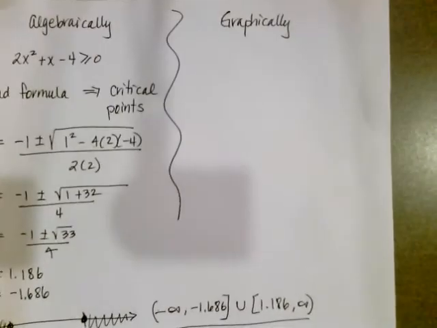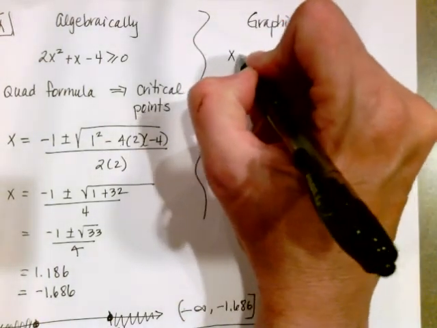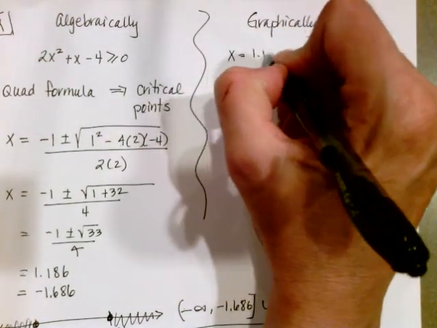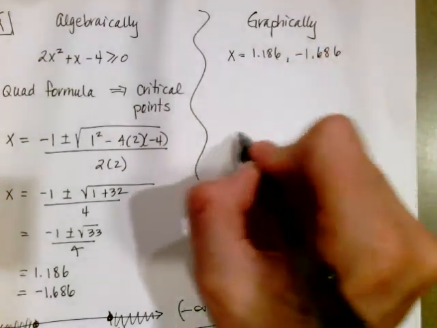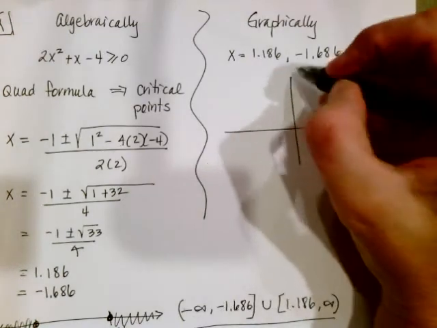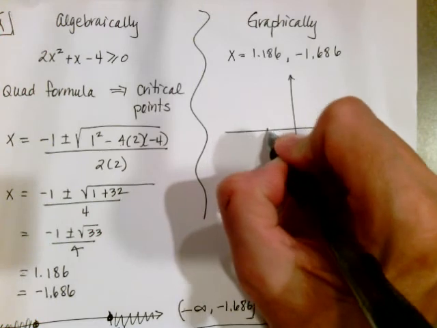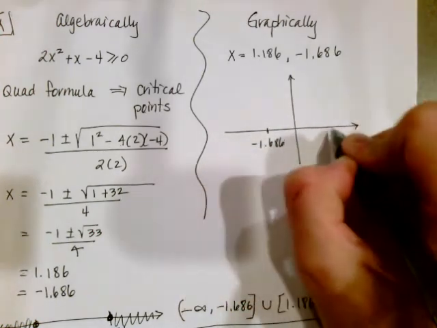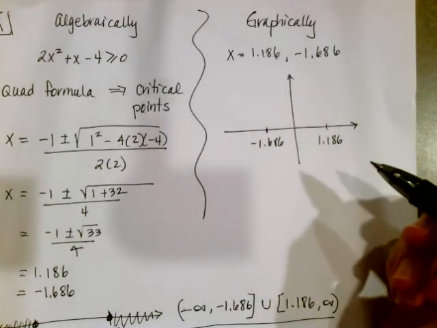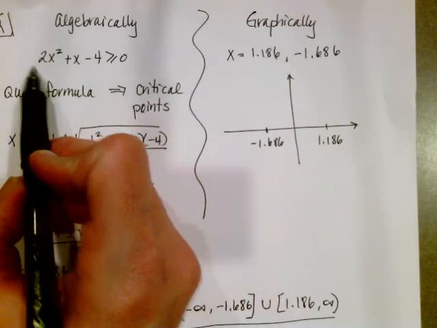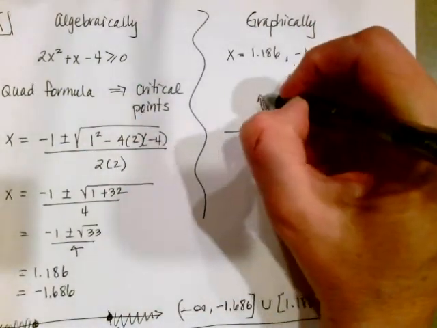All right, so now I'm going to look at this graphically. I've already found my critical points, so I don't need to do that again. So I know that x was equal to 1.186 and negative 1.686. I'm going to sketch my graph, just a nice simple sketch because it helps to visualize. Here would be my negative 1.686. This is the positive 1.186. Okay, my a is positive, so I know that the graph goes up. So my graph is going to look something like that.